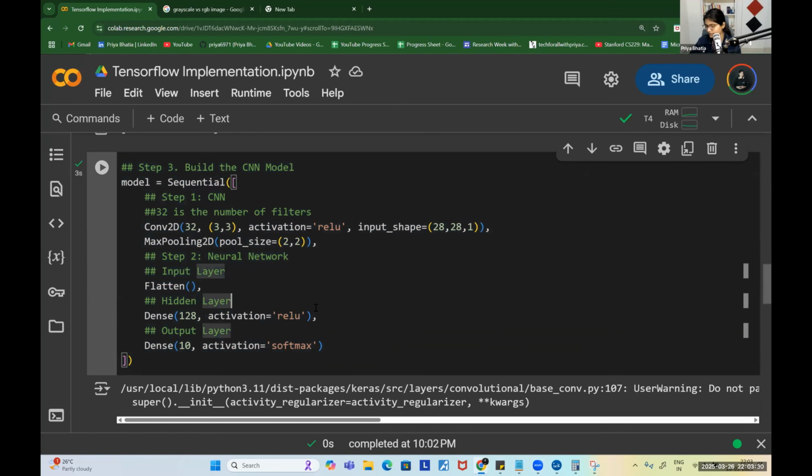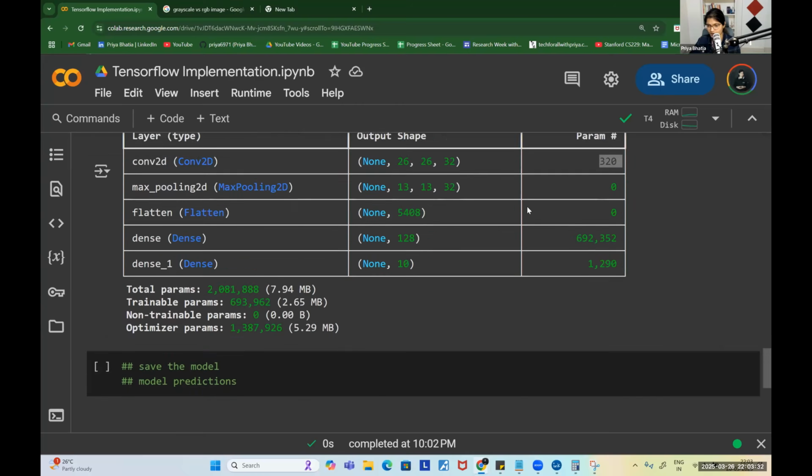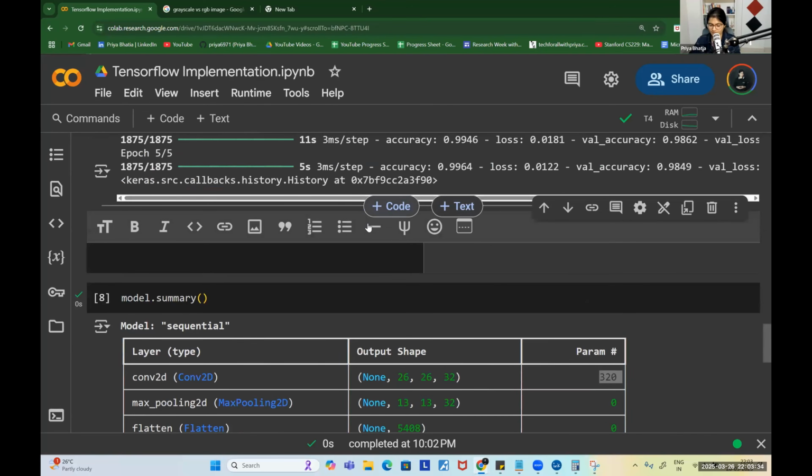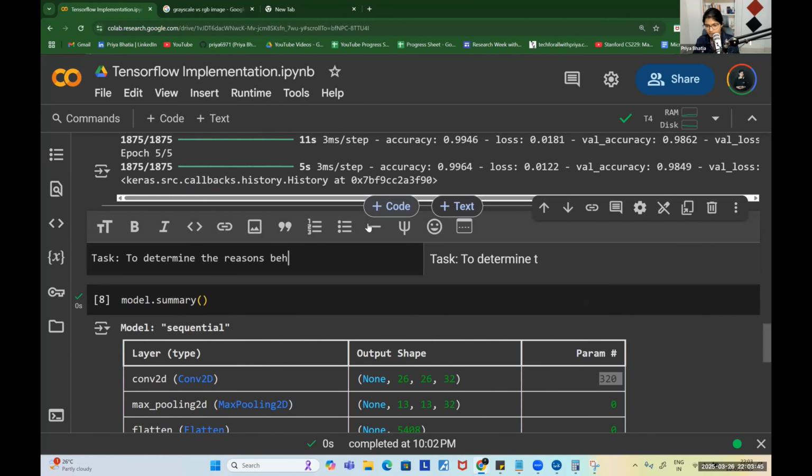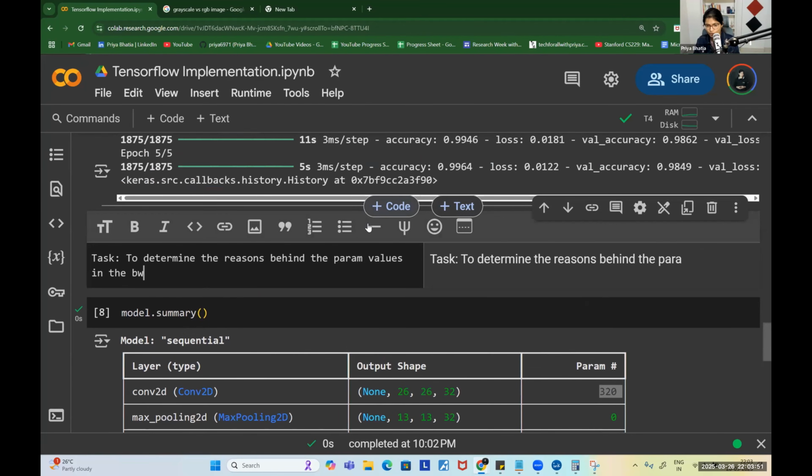Any doubt so far? This is your task for today. We will start from this specific portion in our next session. The task is to determine the reasons behind the param values in the table below. So you have to give me the explanation in the next class.